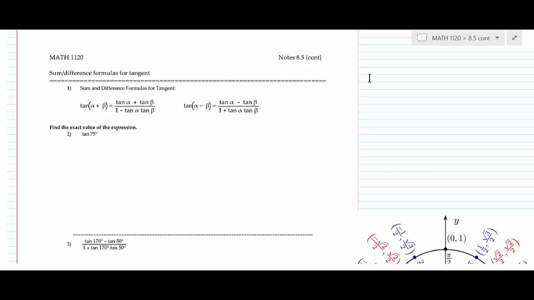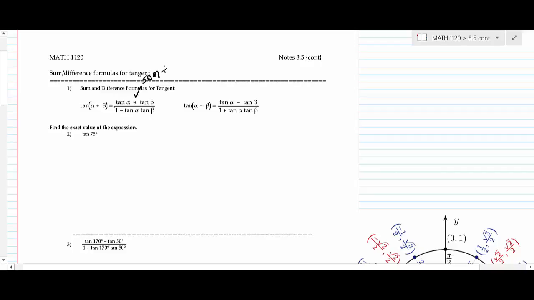And the tangent sum and difference identities are a little more complicated algebraically. So you might run into some algebraic issues on this. So this goes like this. If you have the tangent of alpha plus beta, you have the same sign there.